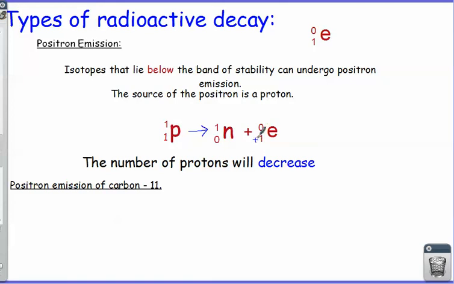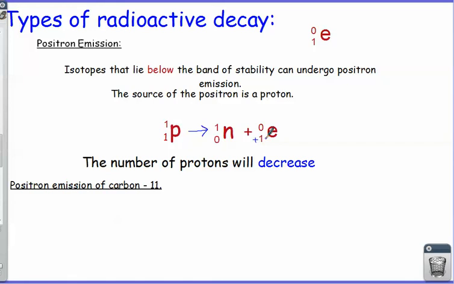Or it has no mass and has a charge of +1. So we still write it with the symbol E because it's very similar to an electron. The only difference is that it does, again, have that +1 charge. We couldn't use P because P is often used for a proton. What this will do is decrease the number of protons.